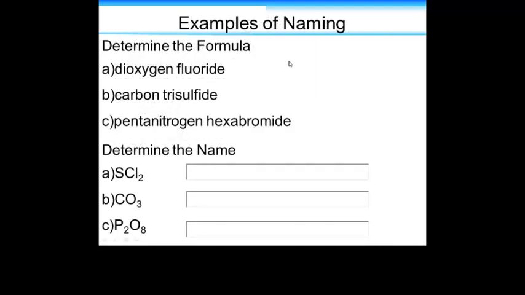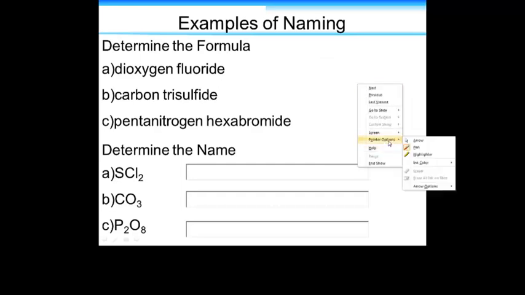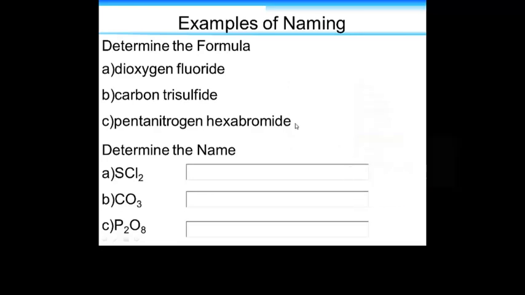So let's do some examples here. We've got dioxygen fluoride. The di tells us there's 2. And the fluoride, this is really just fluorine with that stem change. All right, carbon, that's easy enough. Trisulfide. This "ide" was added to sulfur. So that's carbon, and the tri means that there are 3 sulfurs.